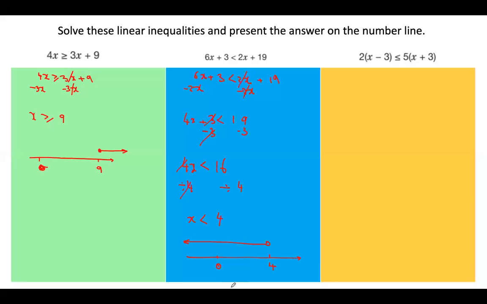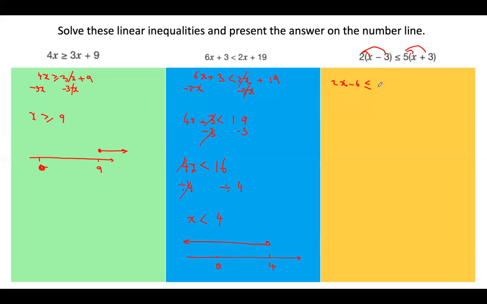Now, inequality number 3. In this case, as you see, we have numbers on both sides, we have x's on both sides, and brackets. When brackets are involved in an inequality, when you have brackets, numbers and x's, you must expand first, so to get rid of the brackets. So expand. Here we have 2x minus 6, okay, because 2 times x is 2x, 2 times minus 3 is minus 6. And rewrite the inequality sign as it is, smaller than or equal to.